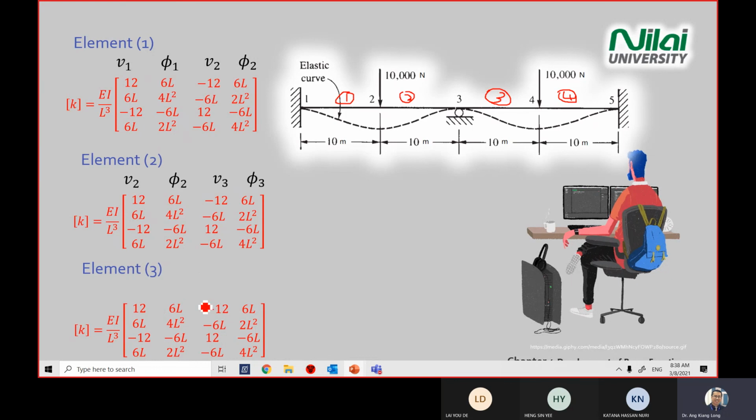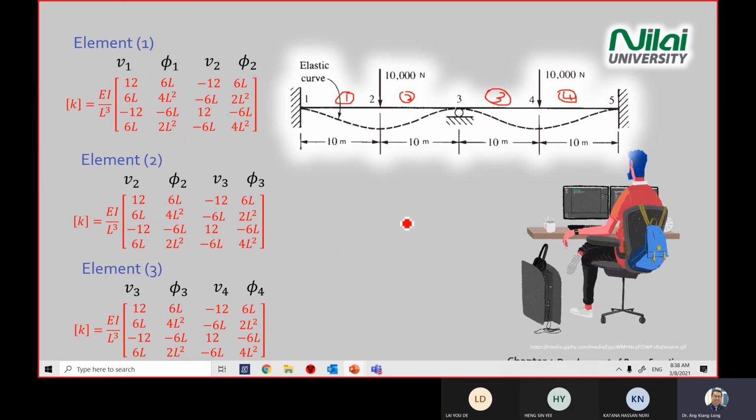Element 3 is also the same, only element 3 is represented by points 3 and 4. I also put in the black color notation for you, just to show that later on you will arrive at a very big stiffness matrix. So you have vertical displacement V3 and rotation 3, and then 4 for the remaining third column and fourth column.